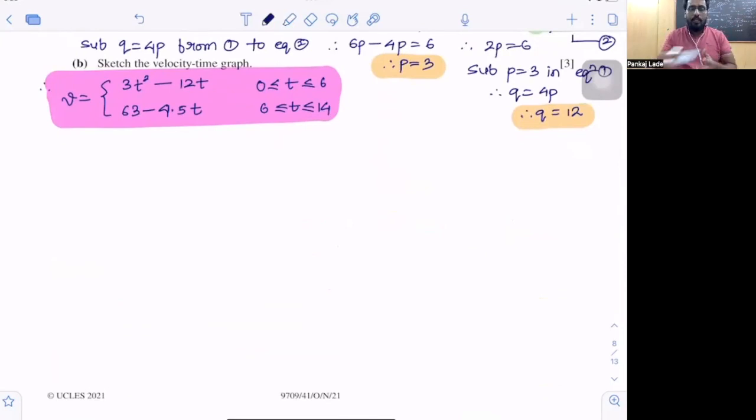So what I'm going to do here is construct an equation in my calculator. 3t square minus 12t, from 0 to 6, taking the values 0, 1, 2, 3, 4, 5, and 6. And then 63 minus 4.5t, you can take 6, 7, 8, 9, 10 up to 14. I'm going to teach you this also. Write 3. Then press the alpha key on the calculator, and then press the close bracket where you have x written over it. So that will give you 3x.